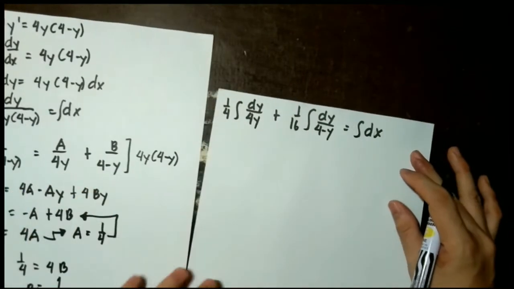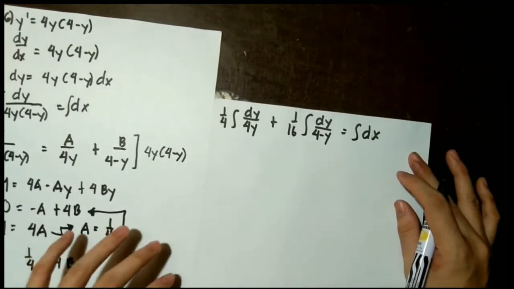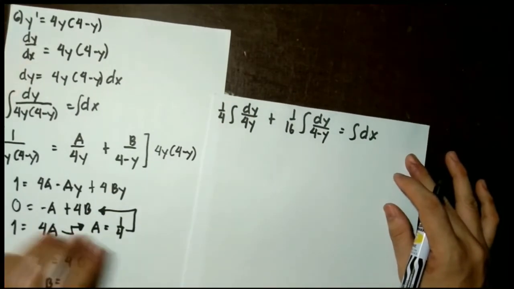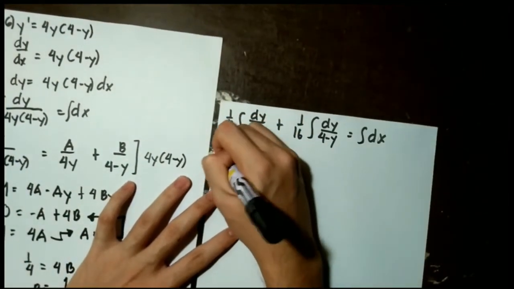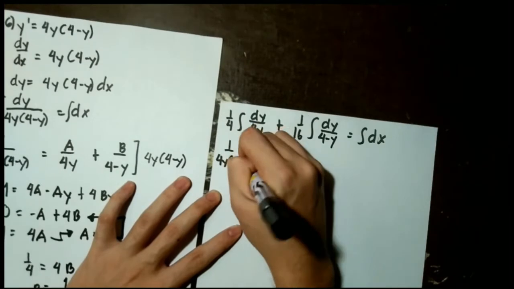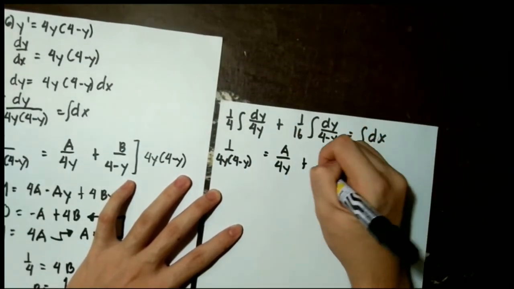But let me first teach you another shortcut way of partial fractions. This is called the cover up method. So let's go back to the example we did, 1 over 4y times 4 minus y is equal to a over 4y plus b over 4 minus y.